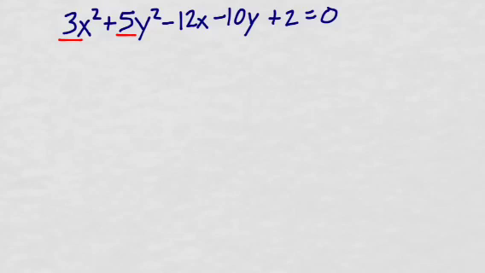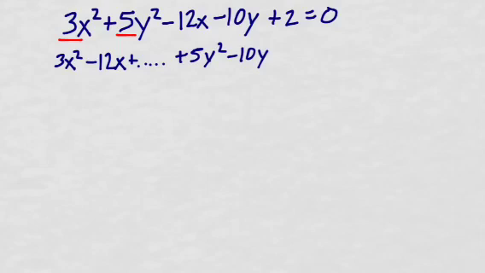But we'll do this the same way. So we'll say gather the x terms together, 3x squared minus 12x. We'll add something else there, but we don't know what yet. Plus 5y squared minus 10y plus something else. We'll add something else there. Oh, you know what? We're going to do a different step first. So I'll go ahead and subtract the 2 from both sides.